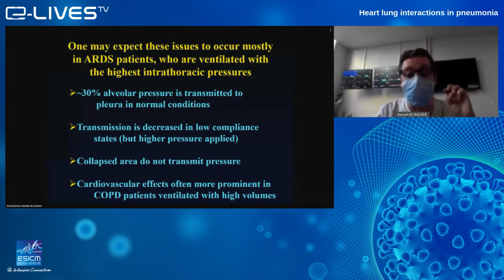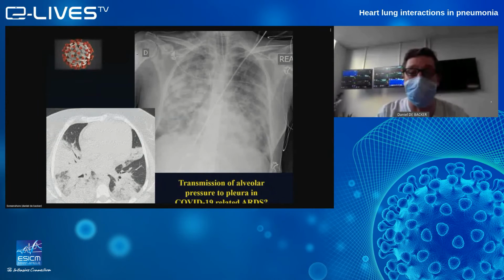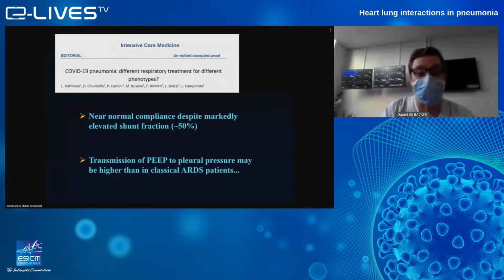And of course, in these conditions, we know that the cardiovascular effects of mechanical ventilation are often more prominent in COPD patients or in asthma patients ventilated with high volumes than in RDS patients ventilated with lower volumes, even though the pressure is higher. However, COVID is somewhat special because you realize that in many conditions, the condensation is really not the prominent factor. And so what is exactly the transmission of alveolar pressure to pleura in COVID-19 related RDS?